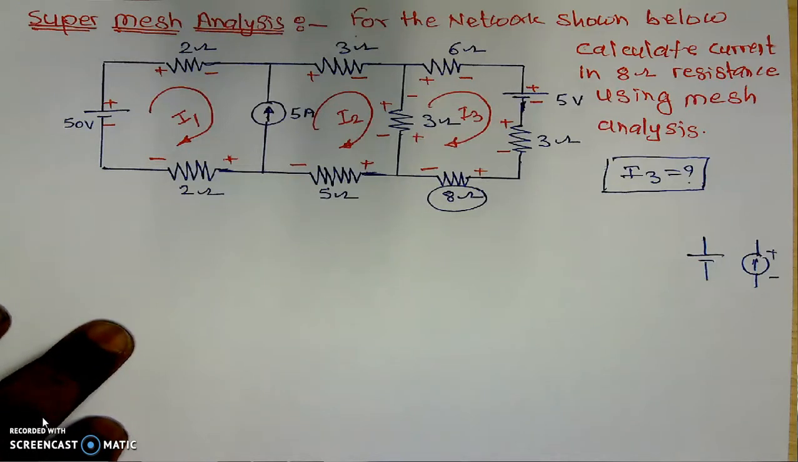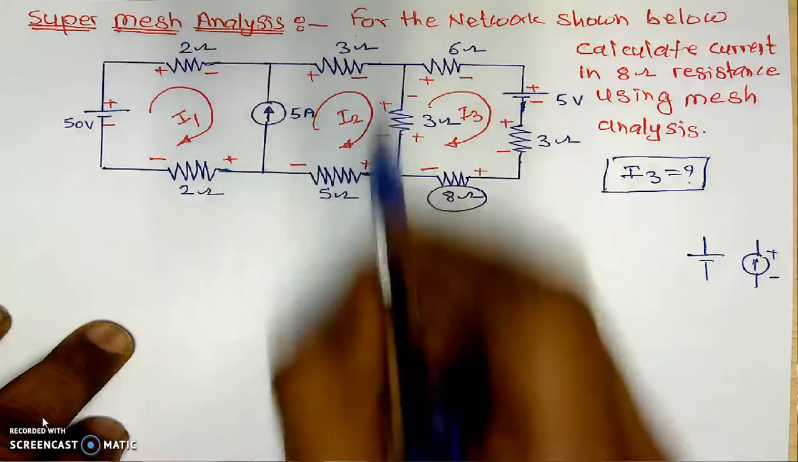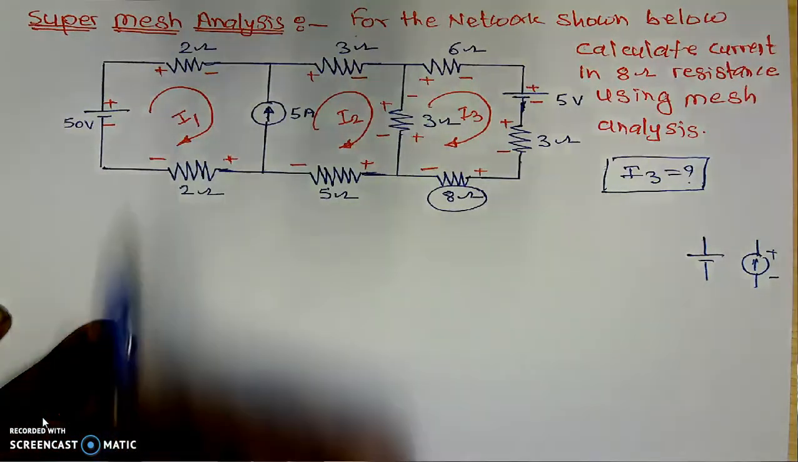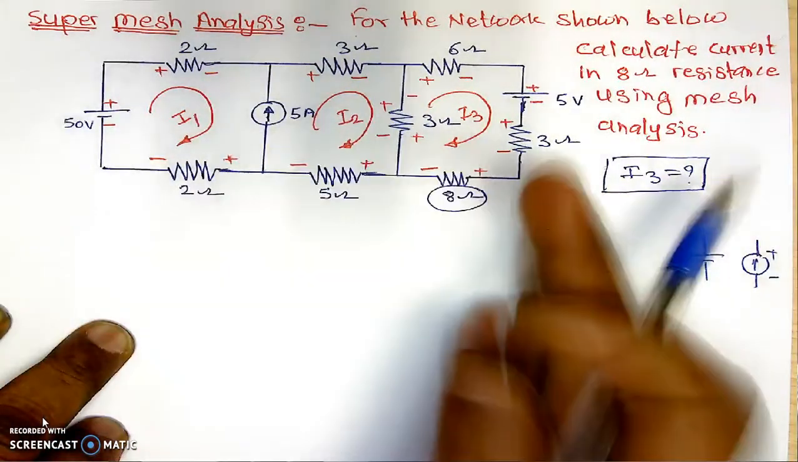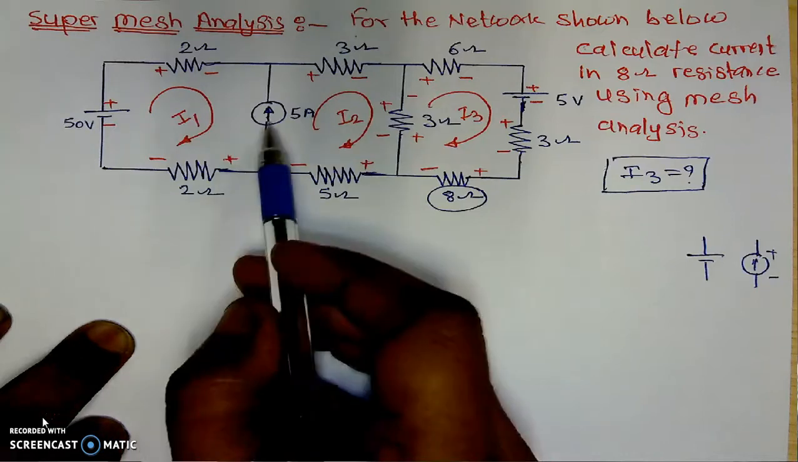Now first, what is the KVL statement? The KVL statement is nothing but the algebraic summation of the EMFs and potential drops in any closed circuit is 0. Here, in place of assuming this as a loop, I will assume this as a mesh, the combination of two loops or two meshes. That's why it is known as a super mesh. That's why this particular method is known as super mesh, meaning whenever we have the current source in between.